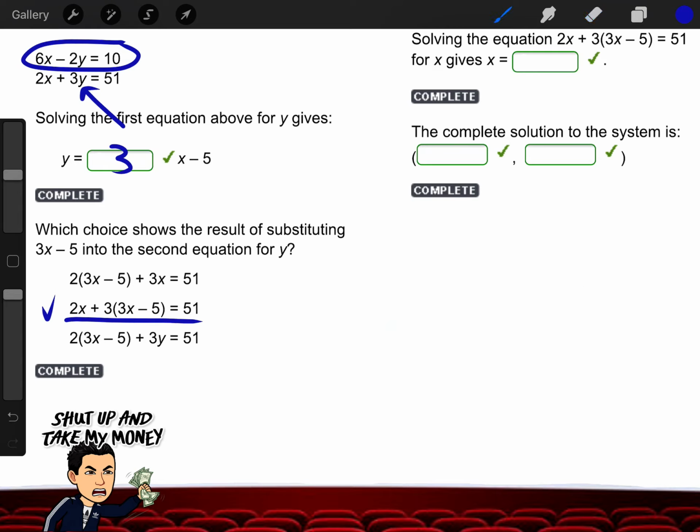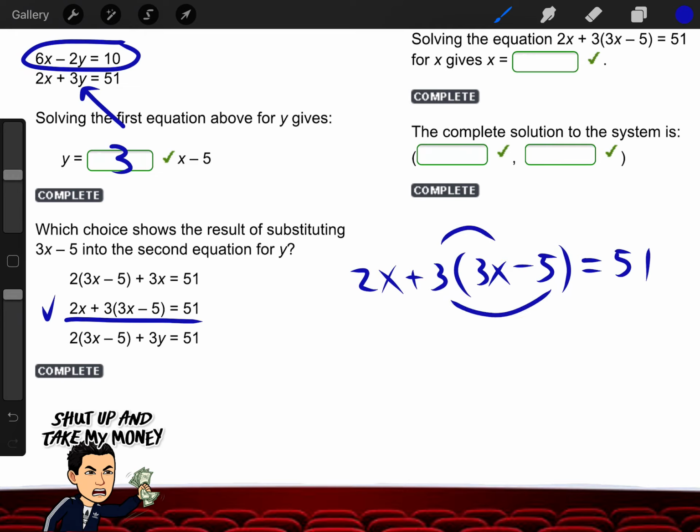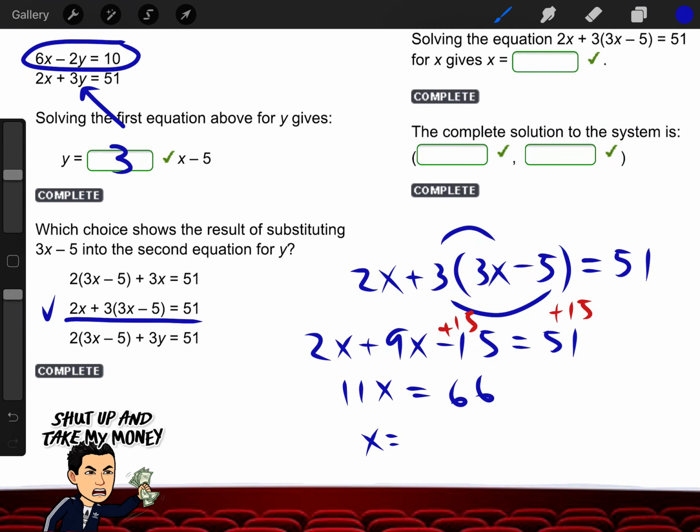All right, so you want to solve the equation. So you got 2x plus 3. Did I just erase that? I shouldn't do that because I'm just rewriting it. Okay, so go ahead, you're just going to solve for x. So it's distributing the 3. So 2x plus 9x minus 15 equals 51. That's 11x, you combine the 2x and 9x, and you're going to add 15 on both sides because I want to get rid of the constant on the left-hand side. So that's going to be 66. So x equals 6.